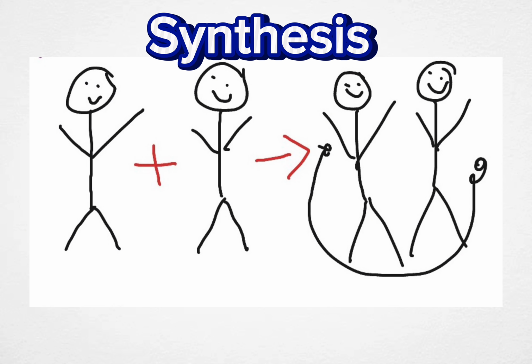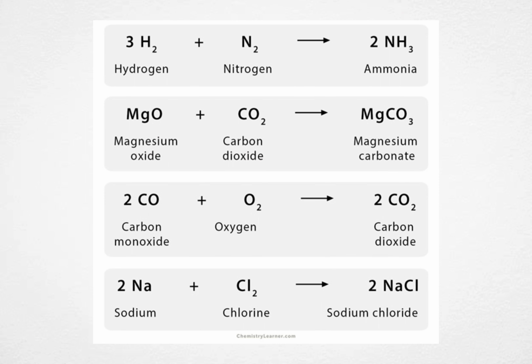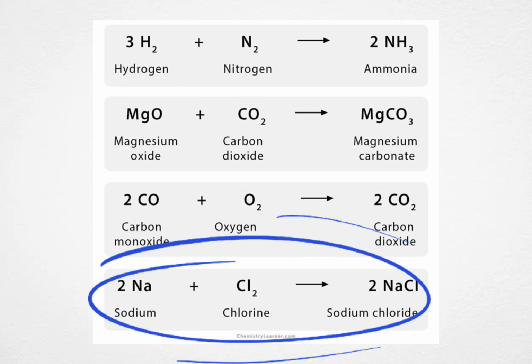The first type is synthesis. It is a type of chemical reaction in which two or more substances combine and form one compound. And here are some common examples of synthesis reactions. The most common example of synthesis is the combination of sodium and chlorine to form sodium chloride, which is table salt.